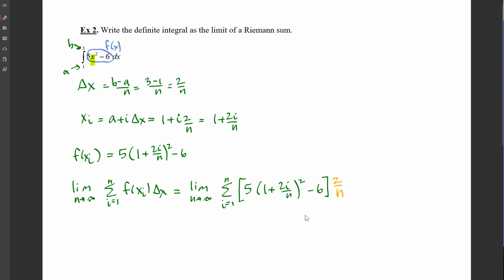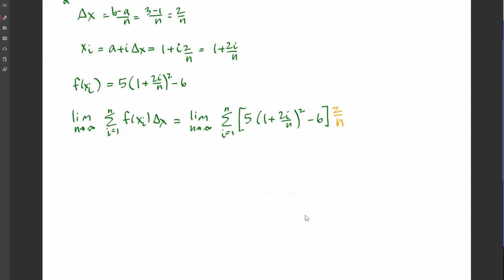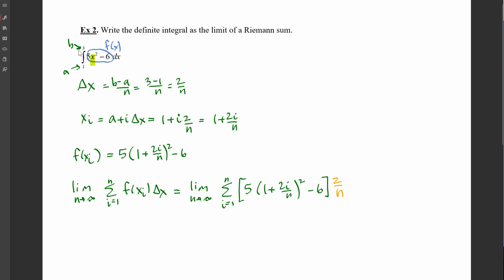All right, so I want to do the same thing for this problem right here. This problem, I said that the integral of this was equal to this limit here, okay? And I want to verify that that really is true. All right, so let's do it by hand first. This would be equal to the antiderivative of this, which would be 5x cubed over 3 minus 6x from 1 to 3, okay? First I plug in the 3, so that would be 5 times 3 raised to the third power over 3 minus 18.